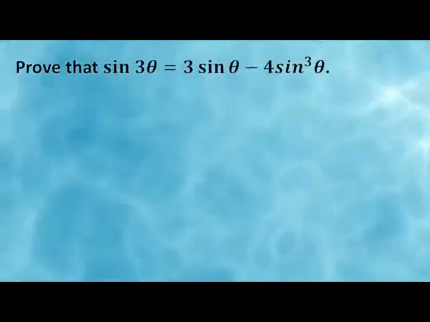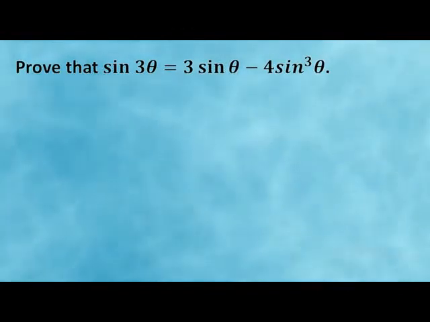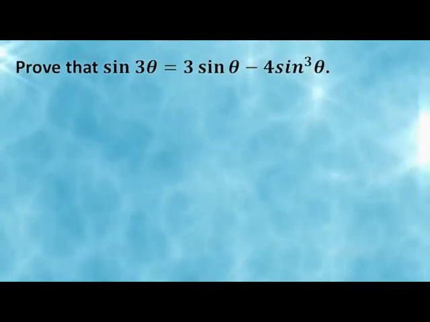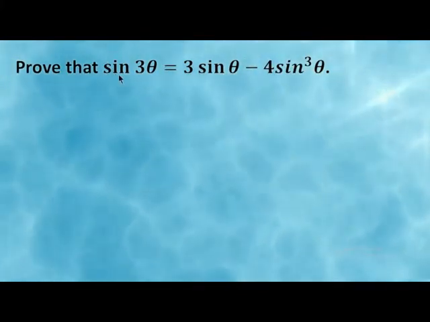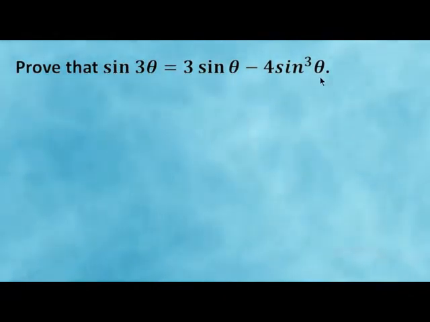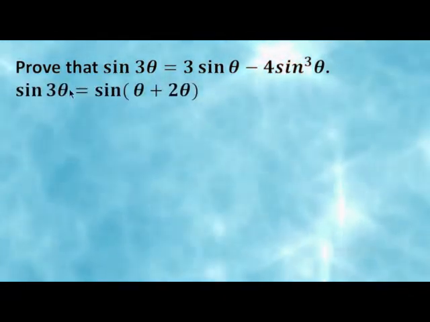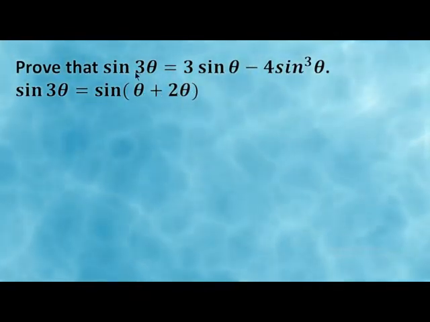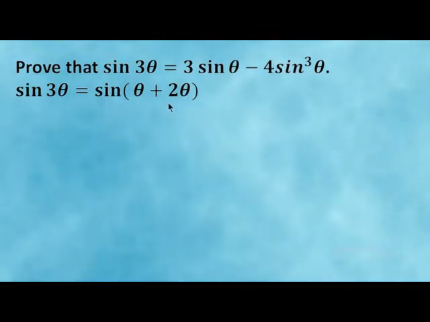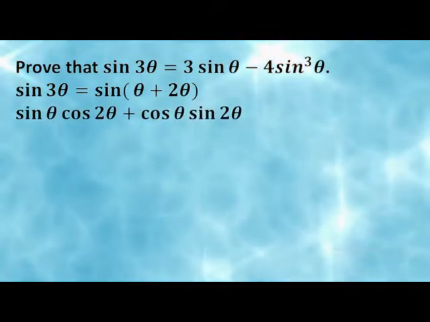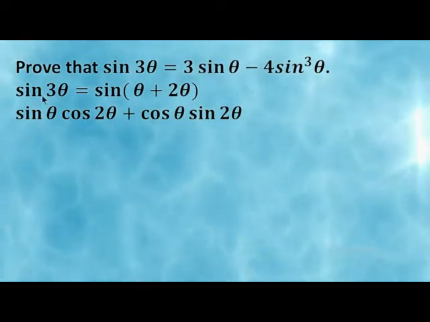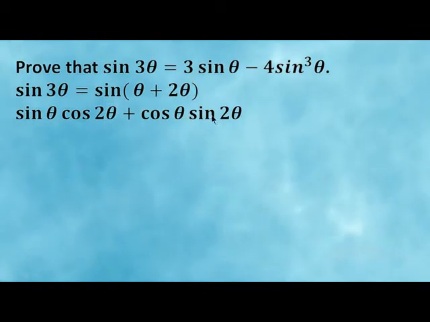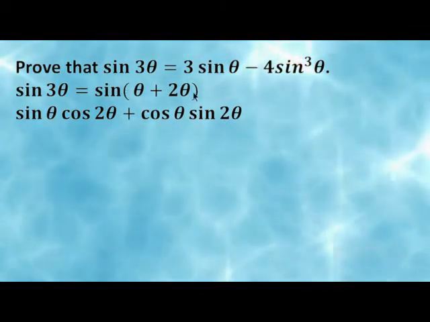Let's jump to the example. Prove that sine 3 theta equal to 3 sine theta minus 4 sine cube theta. I'm going to work from the left to the right. Okay, sine 3 theta equal to sine theta plus 2 theta. So sine theta plus 2 theta equal to sine theta cosine 2 theta plus cosine theta sine 2 theta, the formula of sine A plus B.